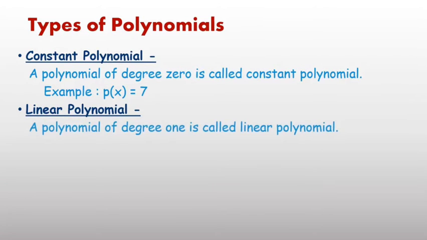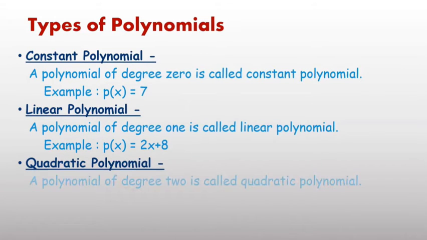Linear polynomial means degree 1. For example, 2x plus 8. Here the highest power of x is 1. Therefore it is a linear polynomial.